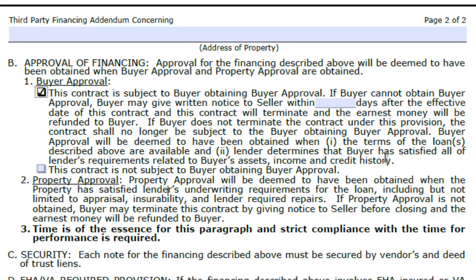I know I'm kind of skipping all over the place, but you've got this contract is subject to buyer obtaining buyer approval. If buyer cannot obtain approval, then they just have to give notice within a certain amount of days. 21 days is the magic number that you'll see in most contracts. You'll see numbers bigger than this and smaller than this. Just realize what you're doing here is you're basically setting a deadline for that lender to get their stuff done so that they can issue an approval for your client.